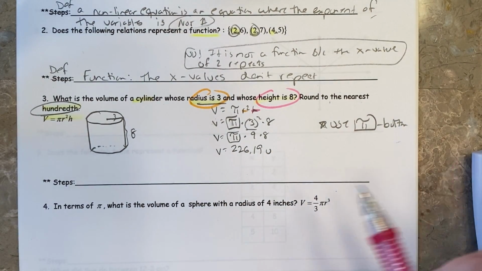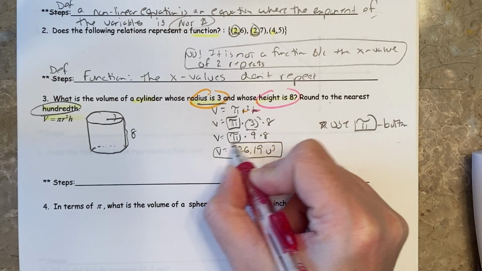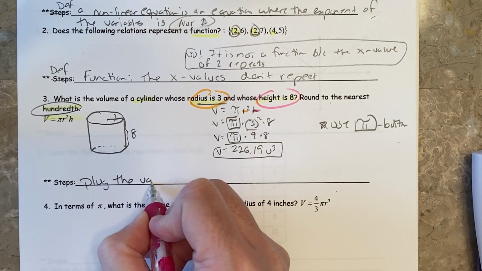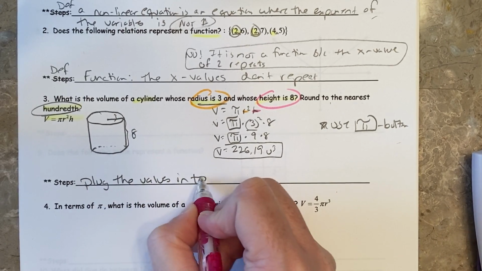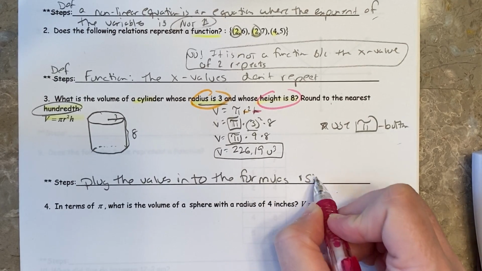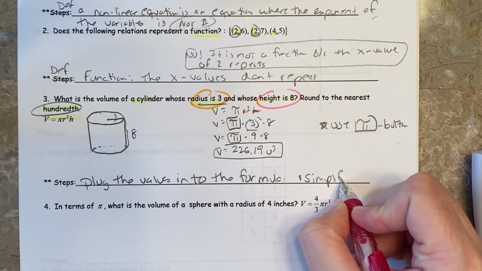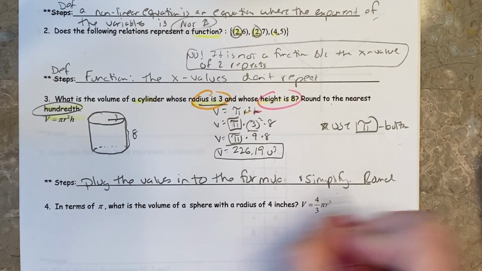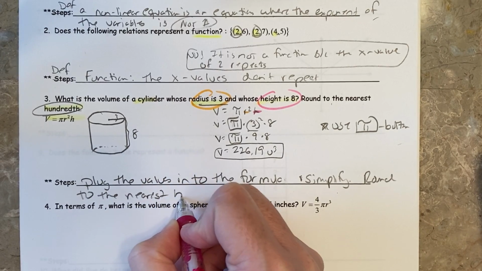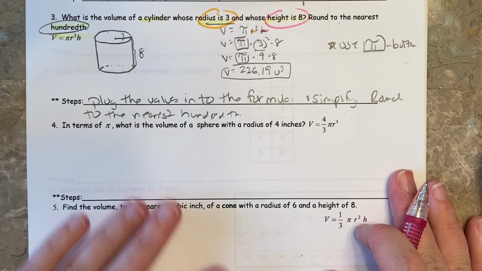226.19. Again, we're going to put U, that just stands for general units, and third power because it's a 3D object. So steps: plug the values into the formula and simplify. And I'm also going to write the rounding: round to the nearest hundredth. All right, that one should not have been too bad because that was just on your midterm.